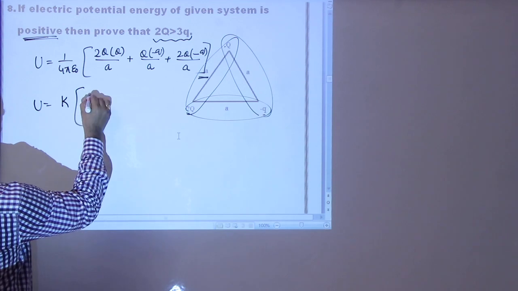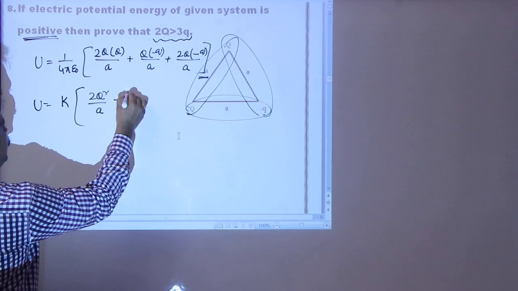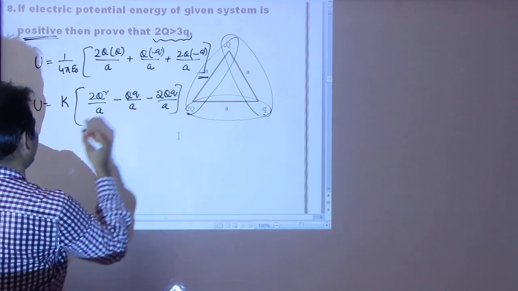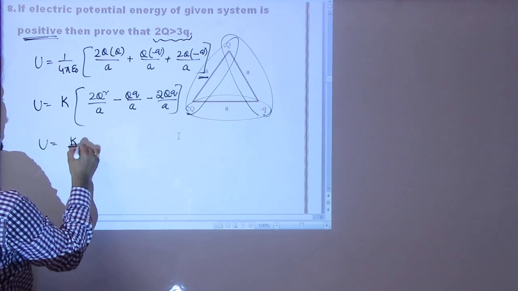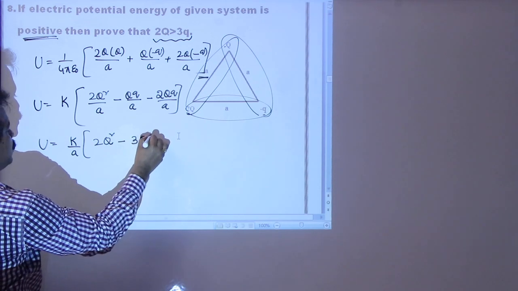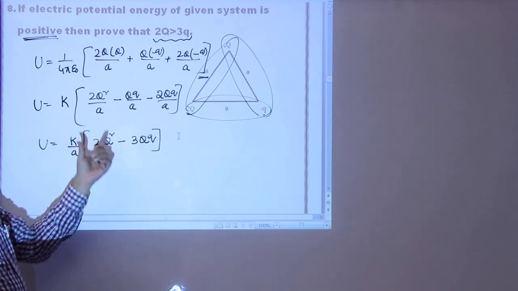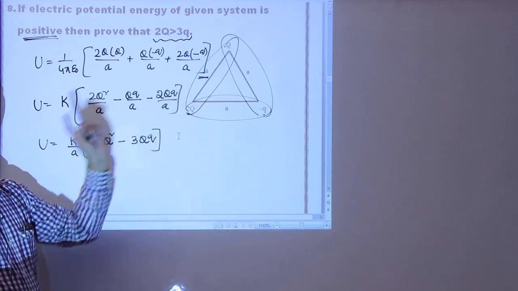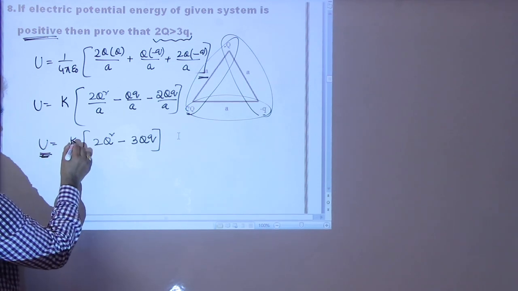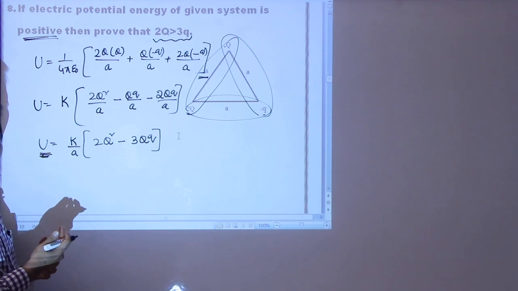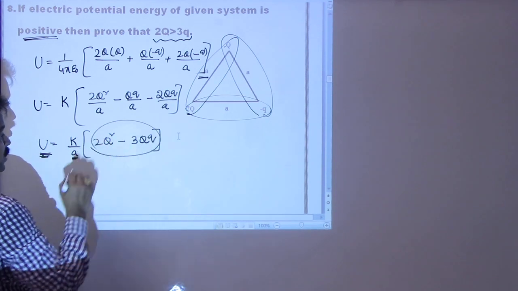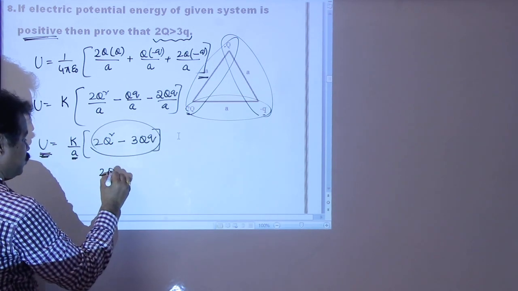So here U is equal, let me take this as K, this is 2q square by A minus capital Q small q by A minus 2 capital Q small q by A. So U is equal, you can take K by A common, the remaining terms are 2q square minus 3 capital Q small q. This is the potential energy of the system of three charges at three corners of an equilateral triangle. Now for the electric potential energy to be positive, K is always a constant which is 9 into 10 power 9, which is positive. A, the side of the triangle, is always positive and this value must be positive.